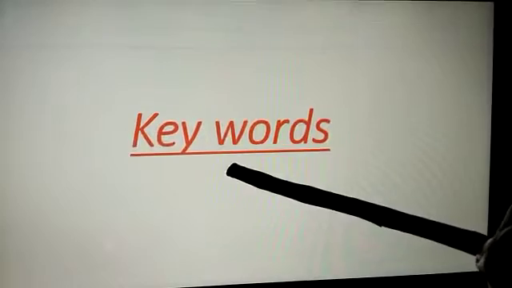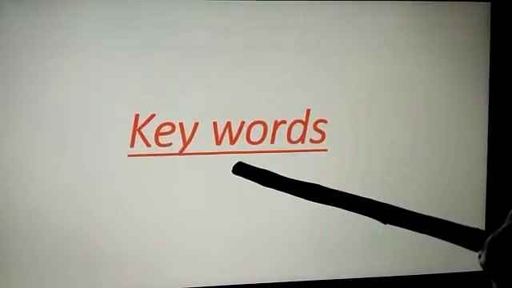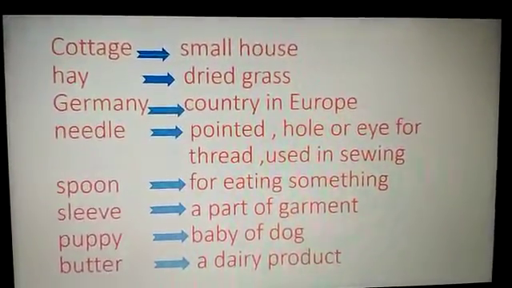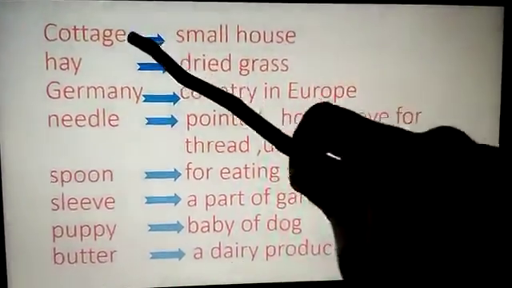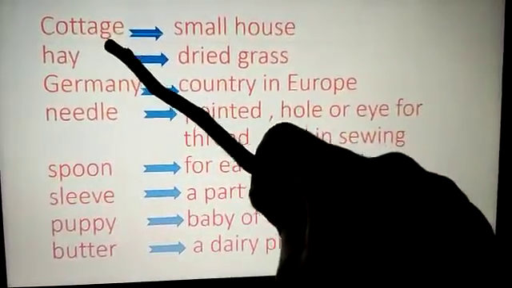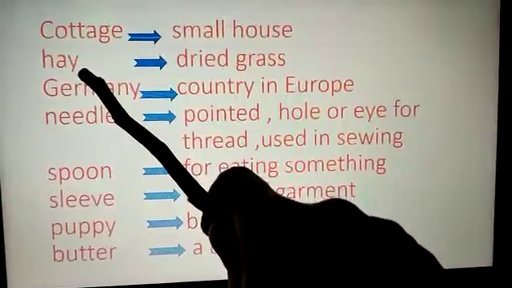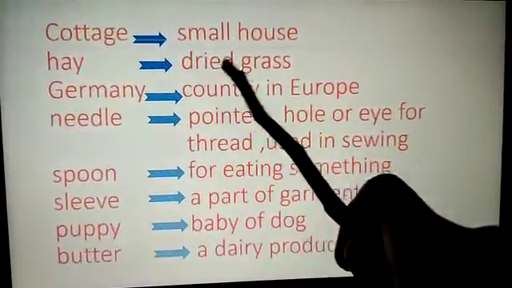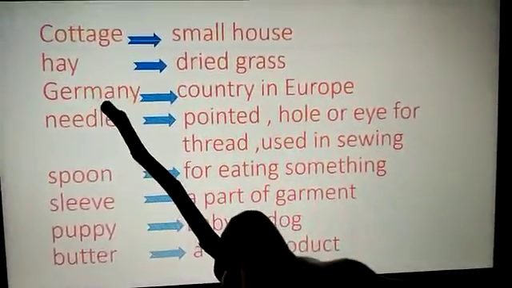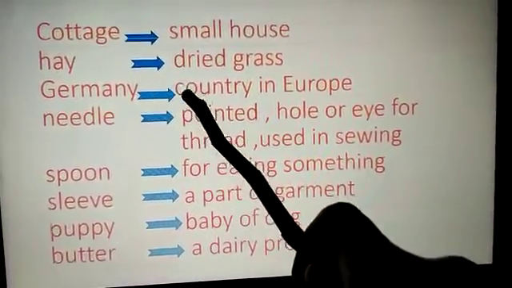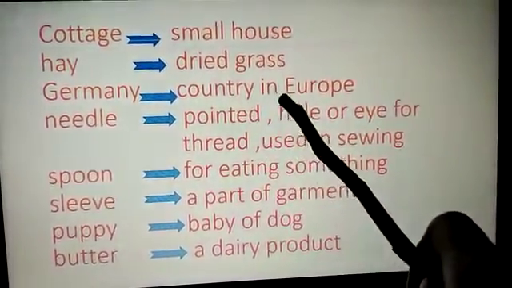Now here are some keywords, some highlighted and prominent words which I have selected from your story so that you can understand the whole story very easily. First one is cottage. Meaning of cottage is small house. Next one is hay. Meaning of hay is dried grass. The next one is Germany, and the meaning of Germany is a country in Europe.